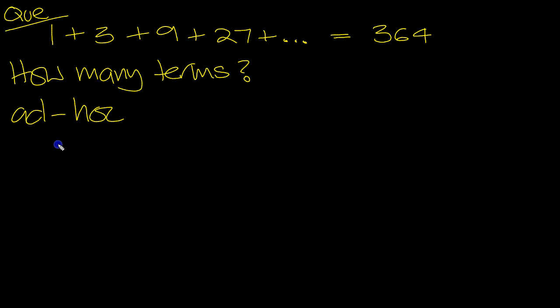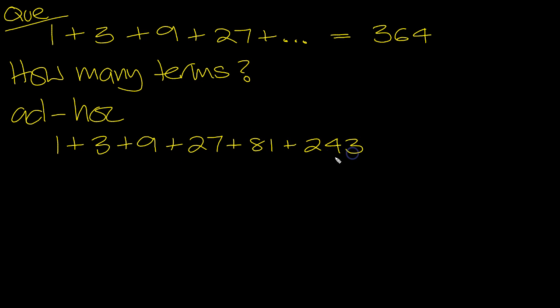So here it won't take long. This would be 1 plus 3 plus 9 plus 27. Each subsequent term is 3 times the previous, so the next one would be 81. That's 3 27s. And then 3 of these is 243. Now, it's not going to be another term, so it's either here or here, isn't it?